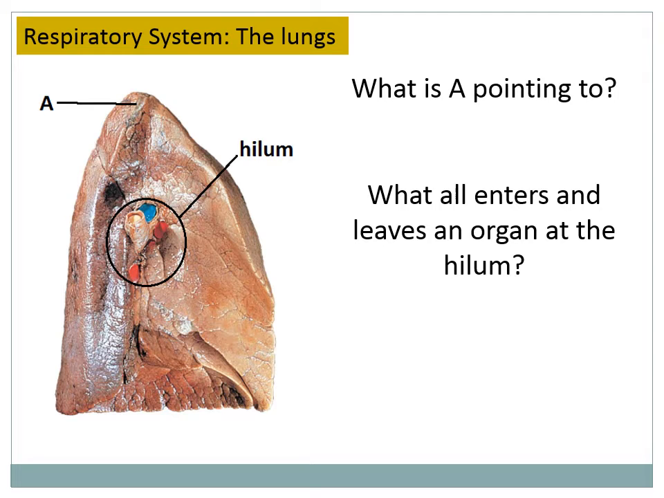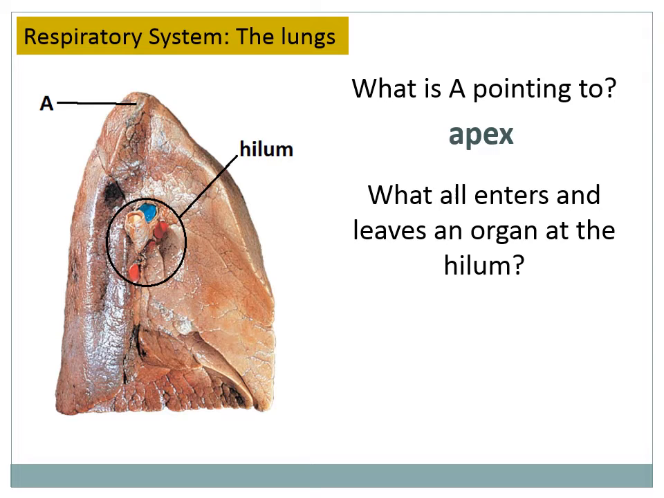All right, so we are now looking at a preserved specimen of the lung. We can see that over there to the left. We see that we have letter A up there. What is A pointing to? Yeah, it's pointing to the apex, right? To that tip, to the top of the lungs. We're looking at the apex here.